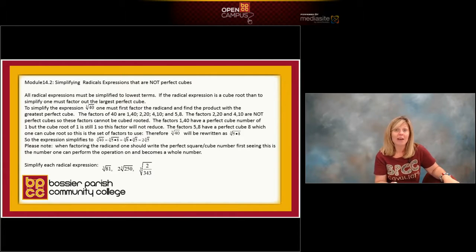Be very careful when you're simplifying cube roots that you make sure you write the index of 3. If you forget the little index of 3, you're going to get marked wrong because then it's not going to be a cube root, it's going to be a square root. So pay very close attention to that.